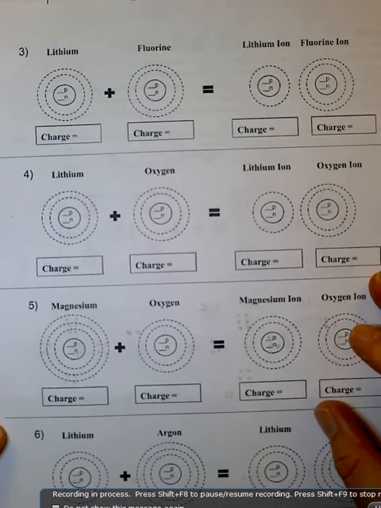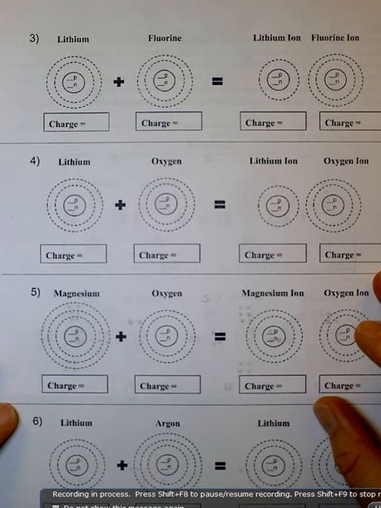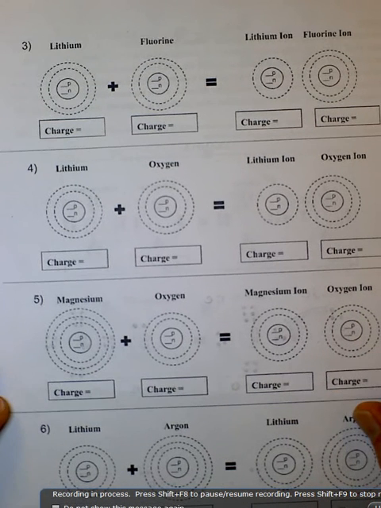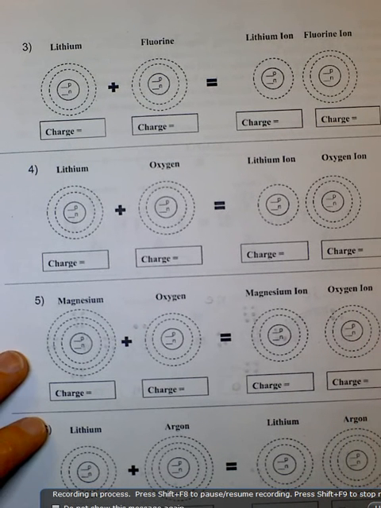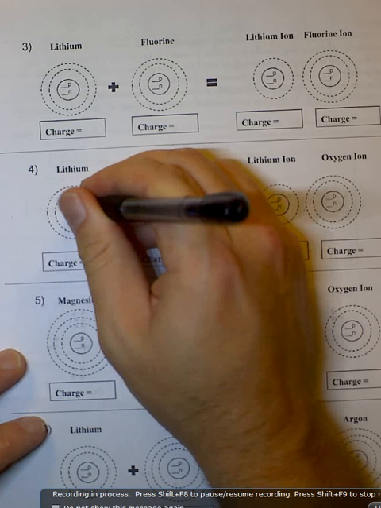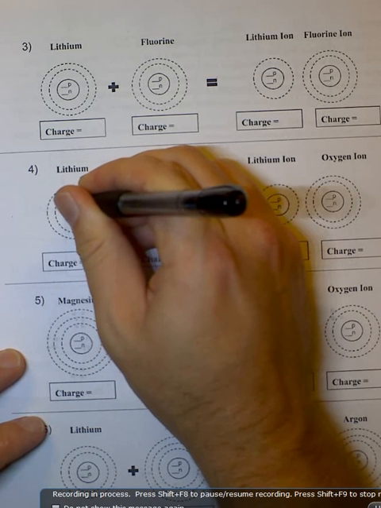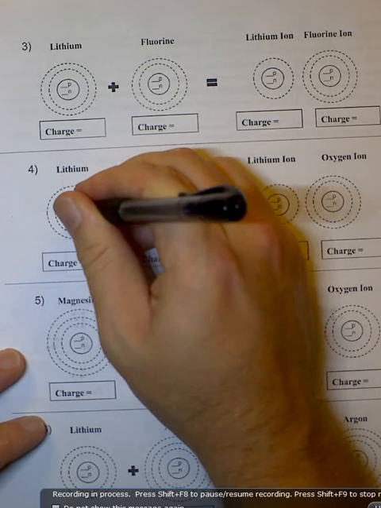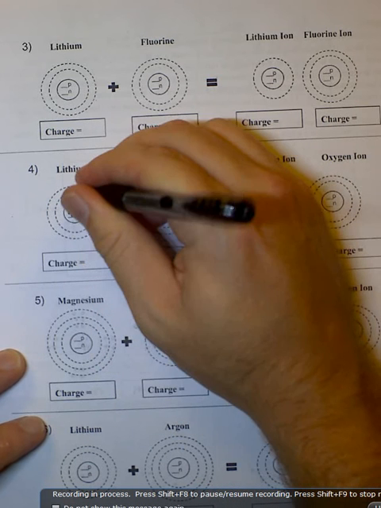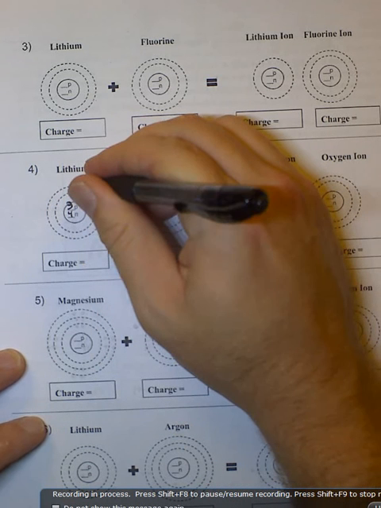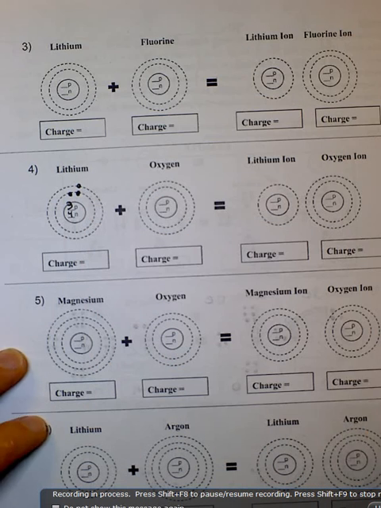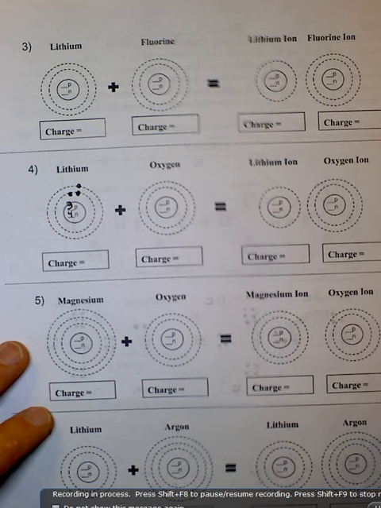So 4, we're going to add something in here. We're missing 1 picture actually. For lithium we've already done this one. Mass is 7. We have 3 protons, we have 4 neutrons. 1, 2, and then we have our third one here. Oxygen, 16 and 8.